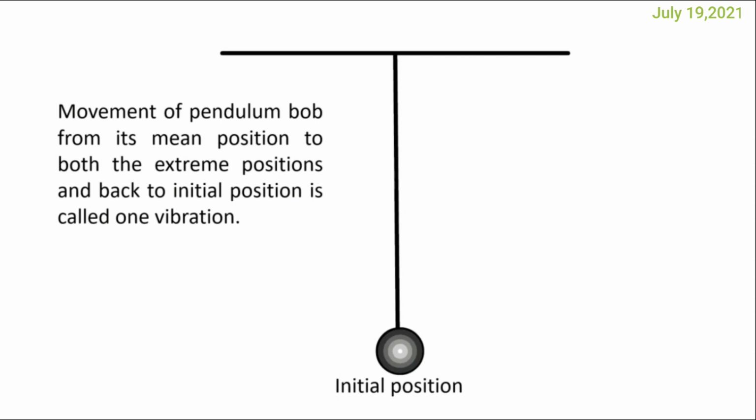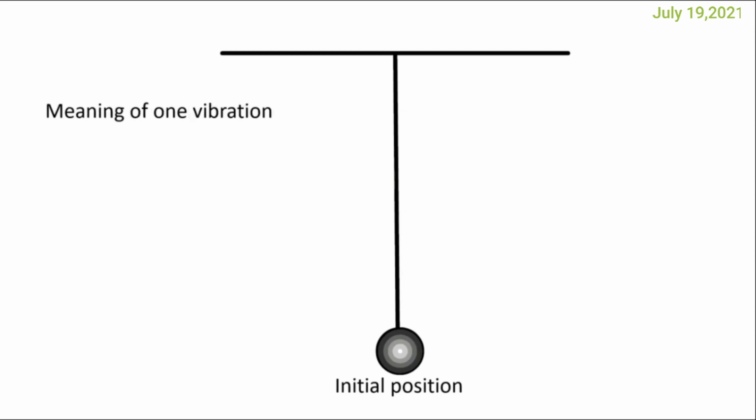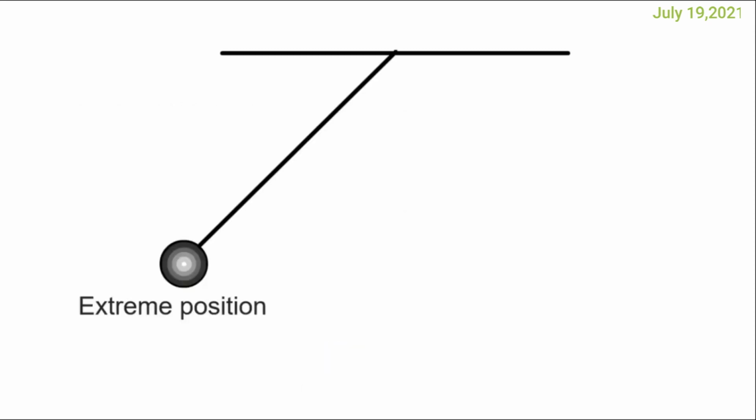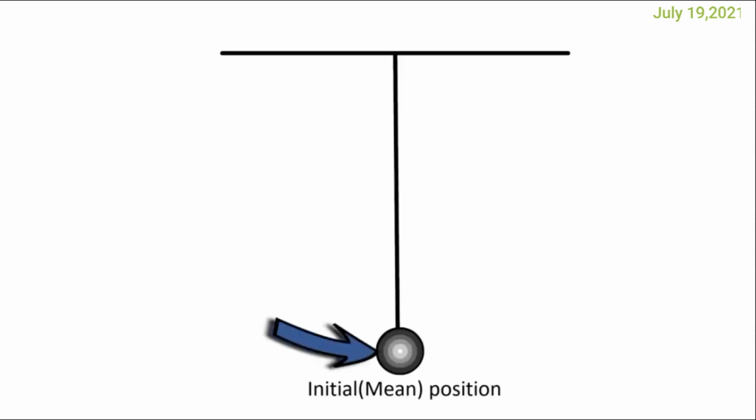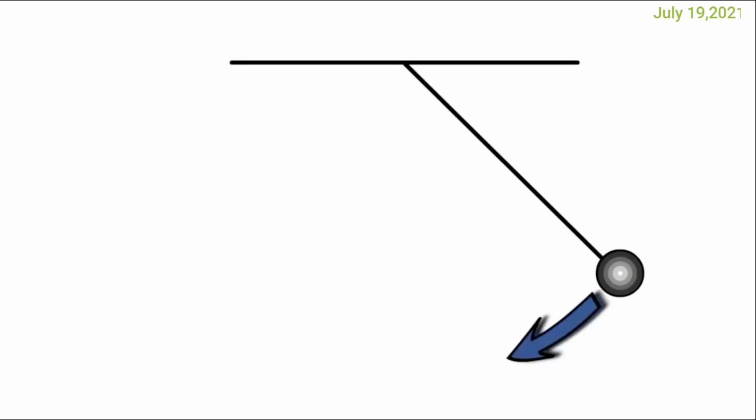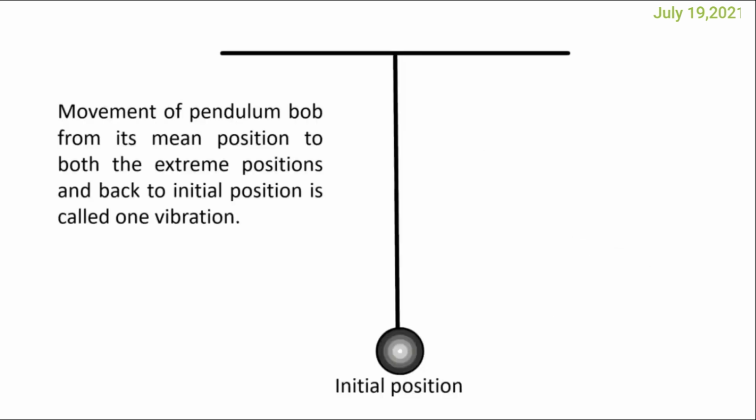I am going to repeat this. So one vibration as well as one oscillation, both are the same in this case. It starts with the initial position, that's the mean position, and then goes to one extreme position and then swings back and goes to the other extreme position and comes back to its original position. This is what is called one vibration or one oscillation.